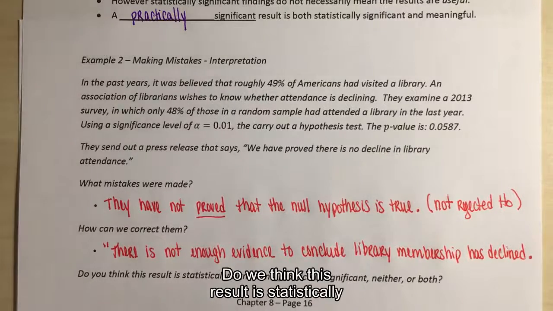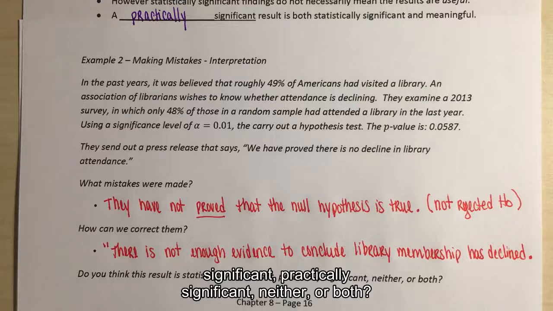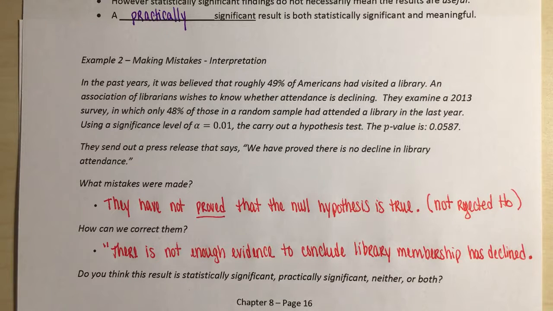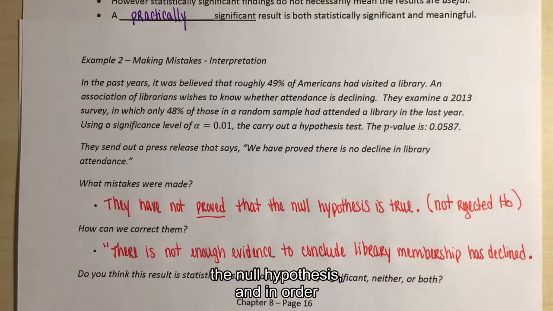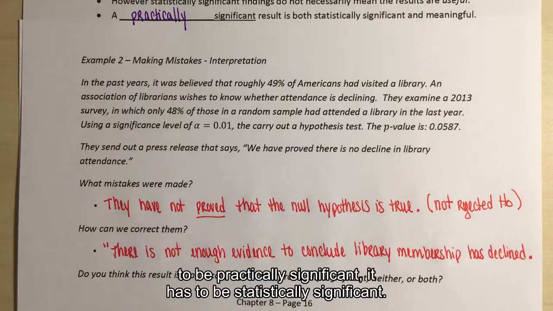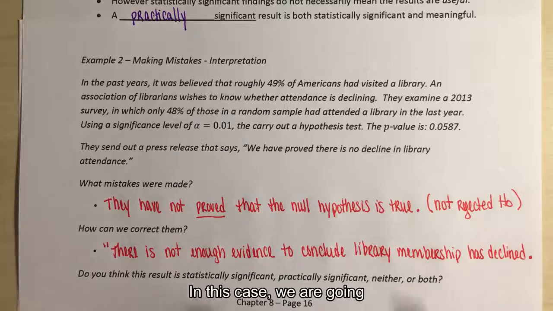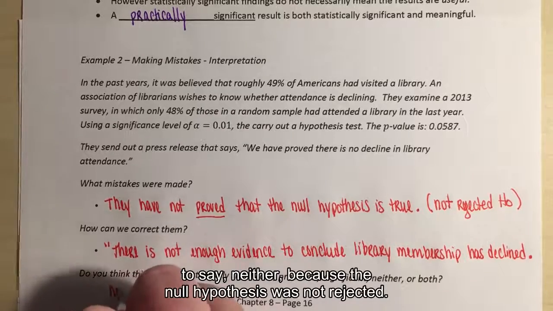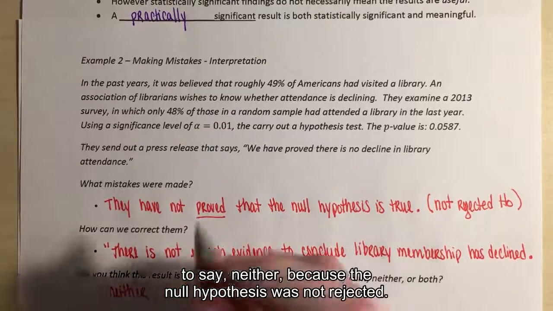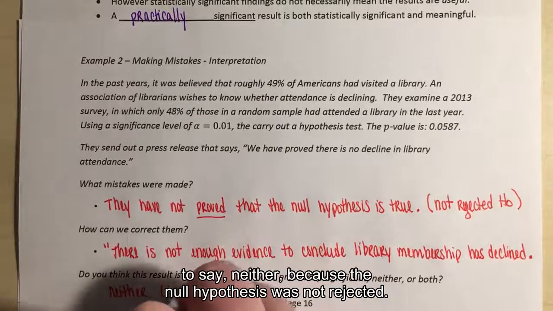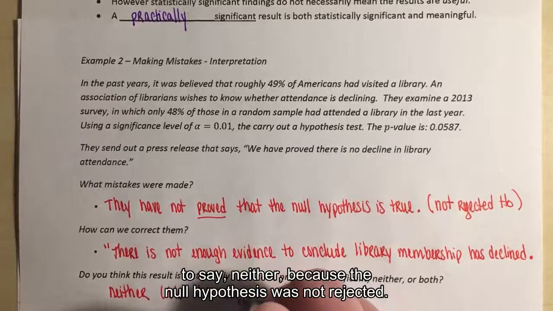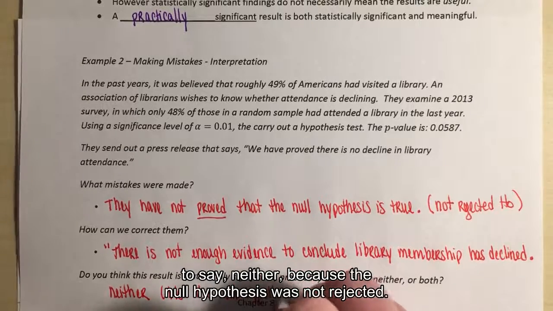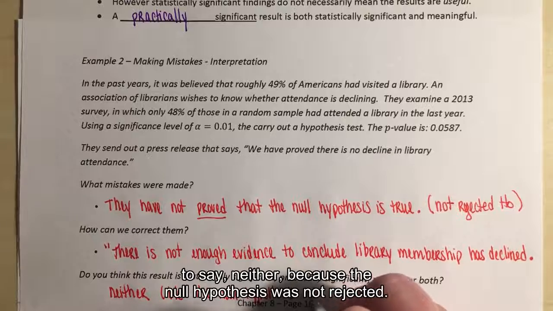Do we think this result is statistically significant, practically significant, neither, or both? Remember, statistically significant means that we have rejected the null hypothesis, and in order to be practically significant, it has to be statistically significant. So in this case, we are going to say neither, because the null hypothesis was not rejected.